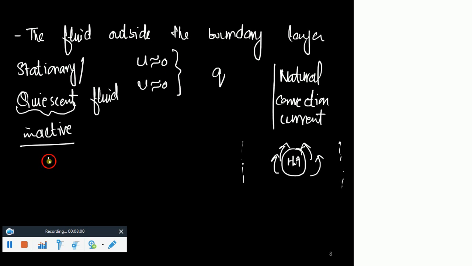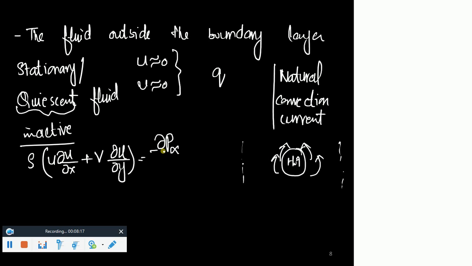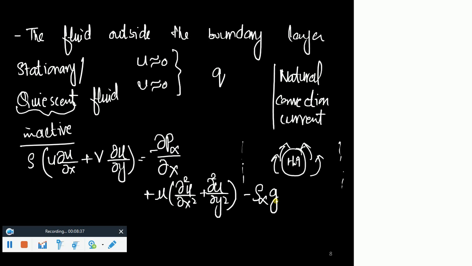Now let's apply the Navier-Stokes equation: u partial u by partial x plus v partial u by partial y equals minus partial p infinity by partial x plus mu times partial square u by partial x square plus partial square u by partial y square, minus rho infinity g. I use the word infinity because I am talking about the fluid outside the boundary layer. Remember, this is not the free stream condition which we took in case of external forced convection, but just something outside the boundary layer.